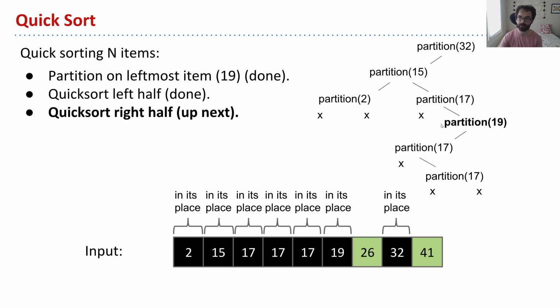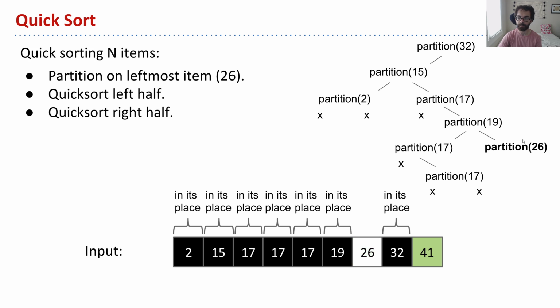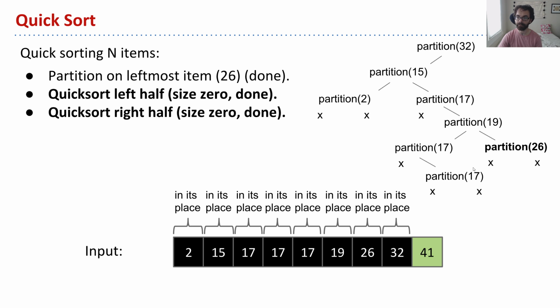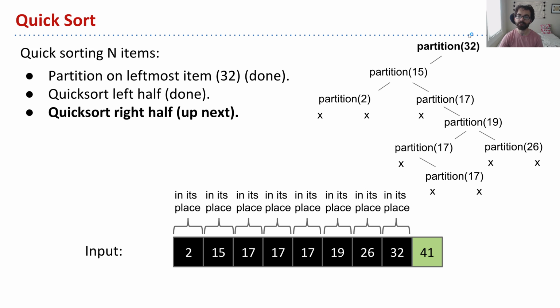So we go back up, we have to finish our much earlier recursive call, and in this case, we have to do the right half of 19. What's the right half of 19? Well, it's 26. So we partition on 26, nothing happens. We have two subproblems of size 0. Then we go all the way back to the unfinished business of partitioning, or going back to item 32 as the pivot.